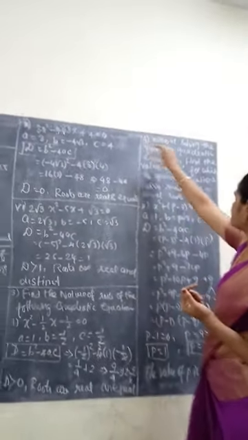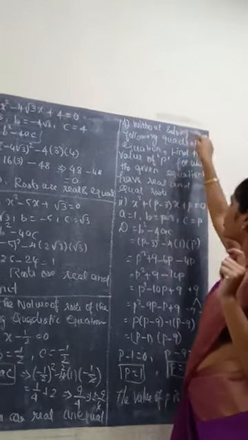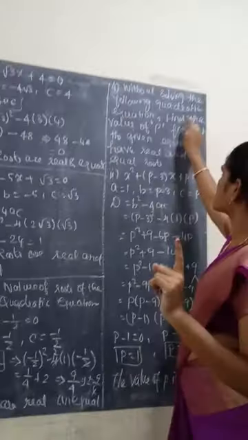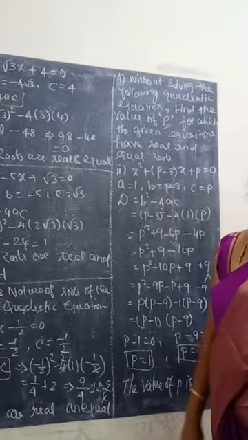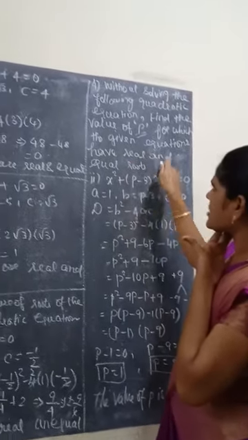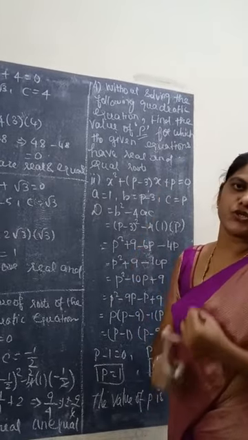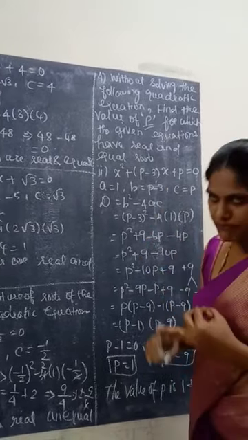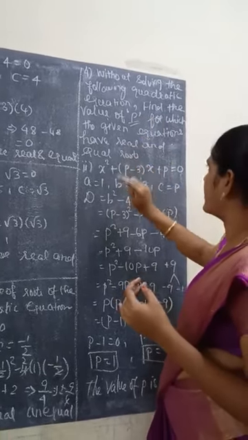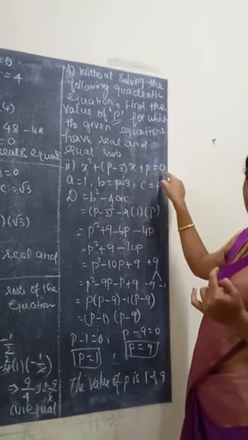Next fourth sum. Listen to the question clearly. Without solving the following quadratic equation directly, we are not applying the quadratic formula. Find the value of p for which the equation has real and equal roots. Here, we are not directly supposed to use the quadratic formula. We need to find the p value. So x squared plus p minus 3 into x plus p equal to 0.